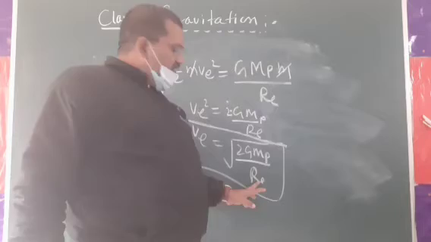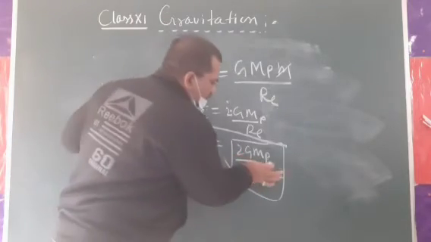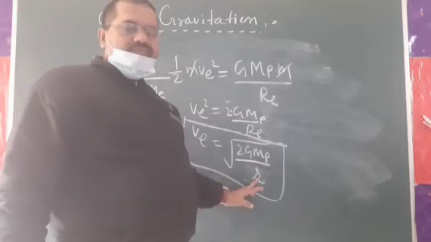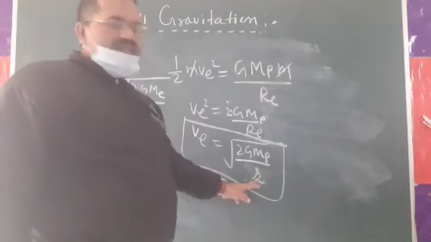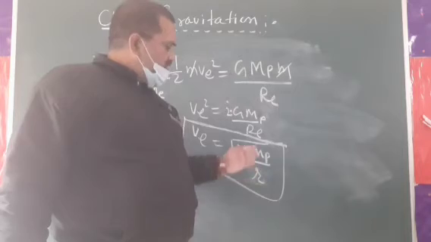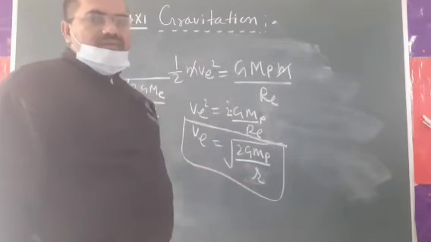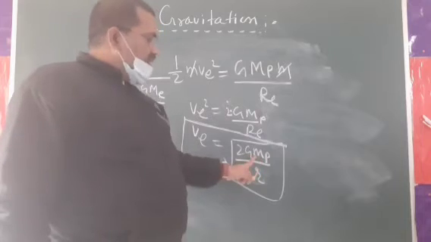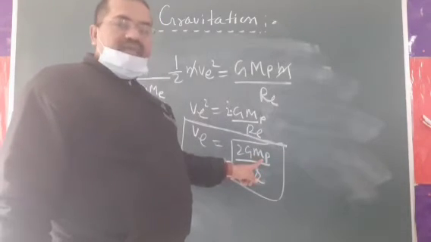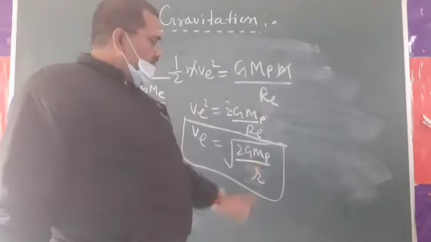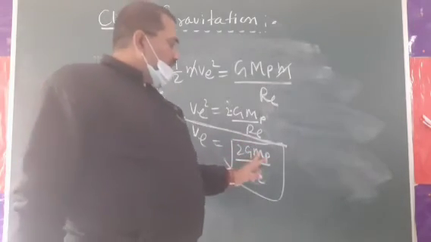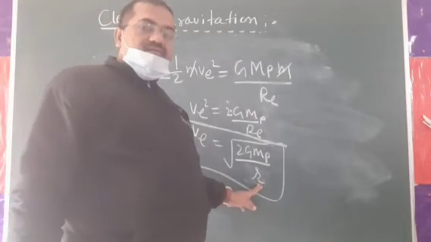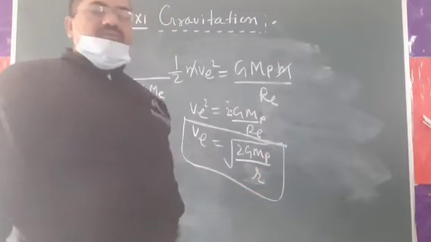Basically, you can take R_E as small r. For Earth, small r will be R_E. For Moon, small r will be R_Moon, which is the general formula for escape velocity. As far as Earth is concerned, M_P will be replaced by M_E and r is replaced by R_E. As concerned Moon, M_P is replaced by the mass of Moon, and r is the radius of the Moon.